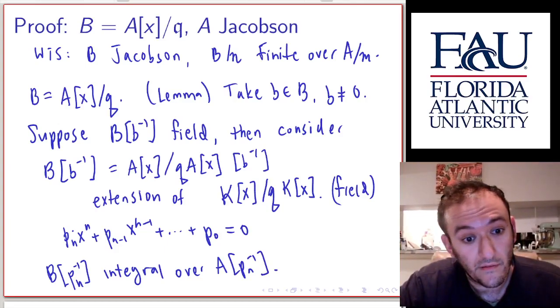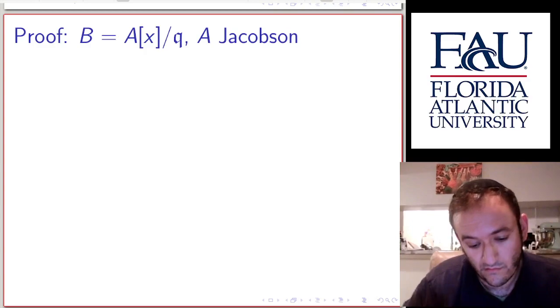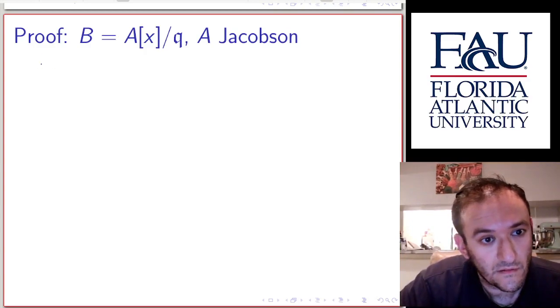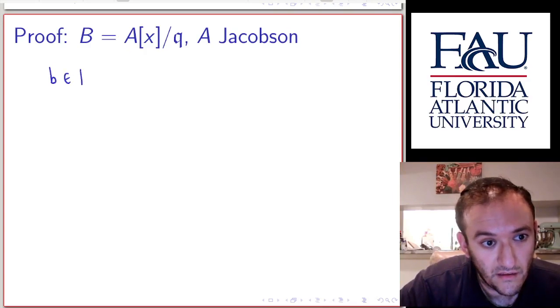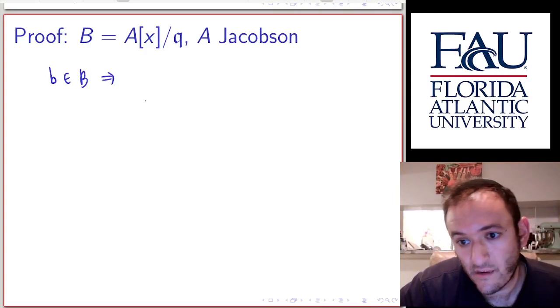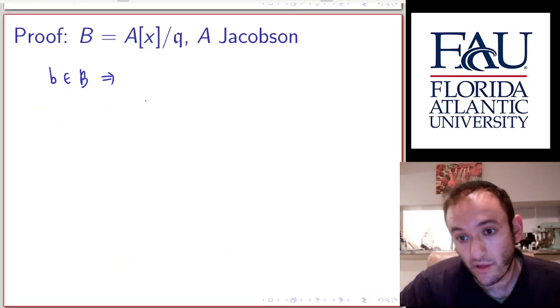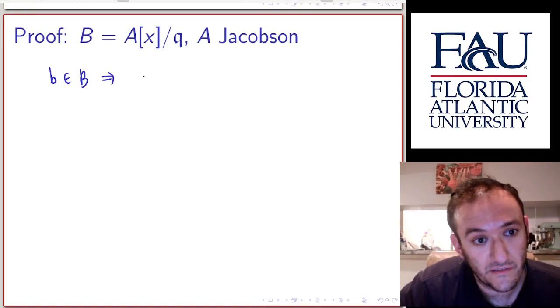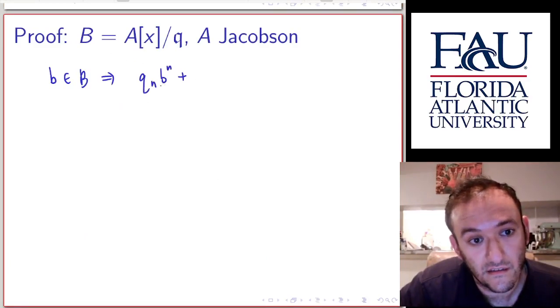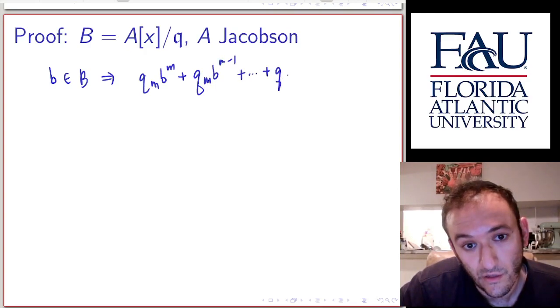So similarly, looking at B inverse, well, we know that B is in B, so that implies that, by the fact that we have this algebraic extension, we're going to have some polynomial relation satisfied by B, so Qm b to the m plus Q(m-1) b to the m minus 1 down to Q naught equals 0.